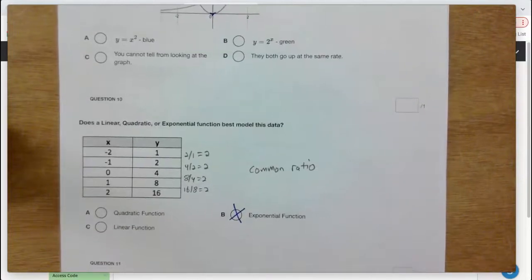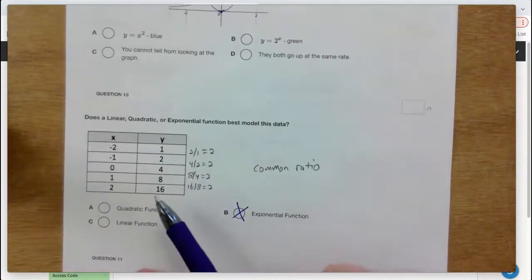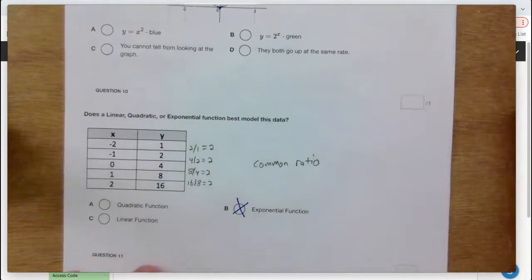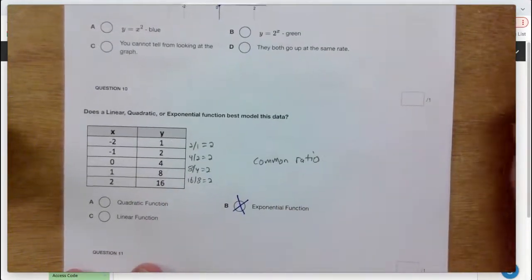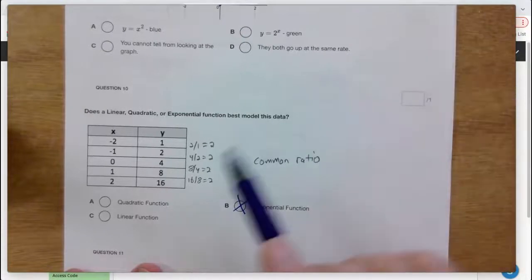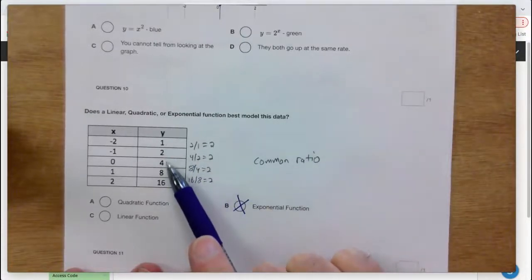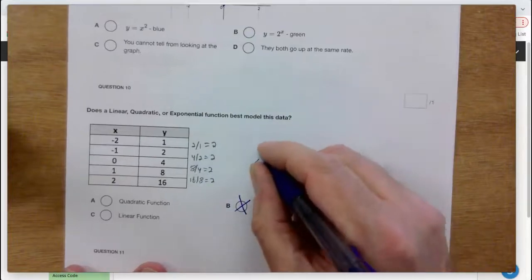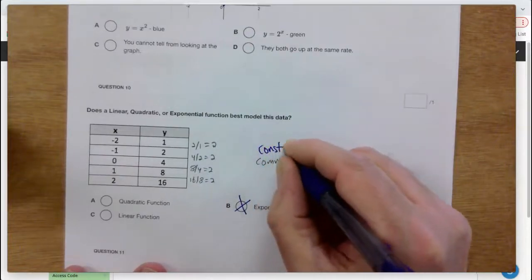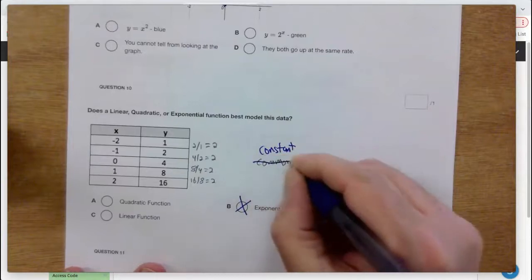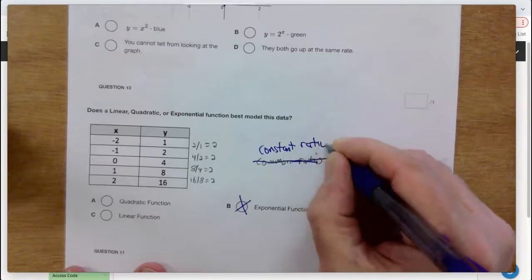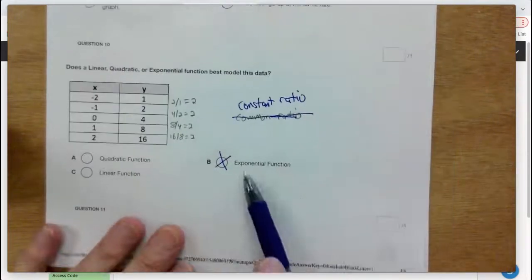All right, number 10. Guys, you have to pick linear, quadratic, or exponential. And this is the thing we've been doing the last couple days. Again, this one, they double every time. So the ratio is constant. I mean, the difference is common too, but it's a constant ratio. So it's exponential.